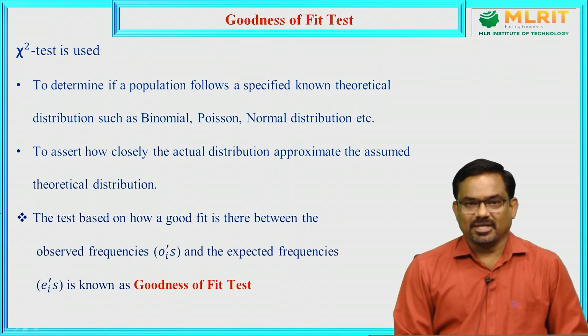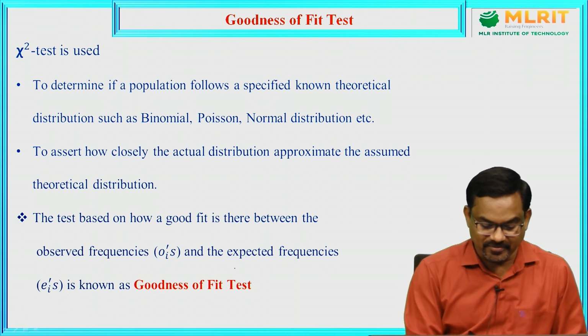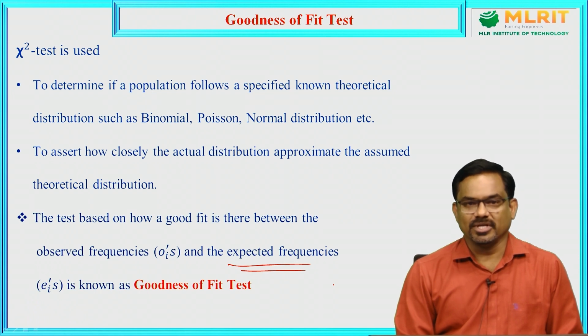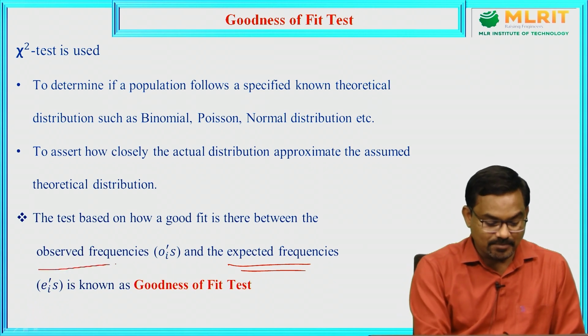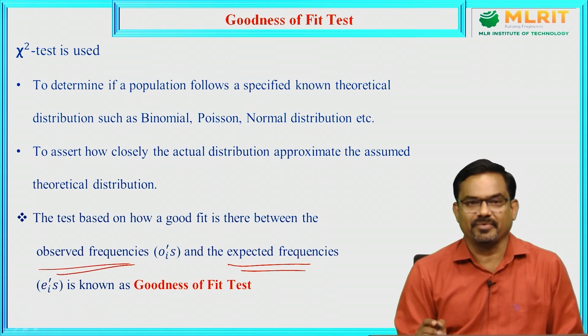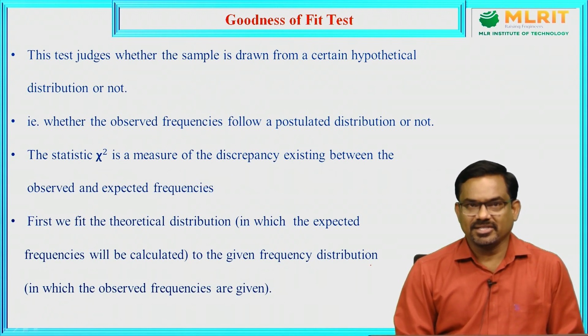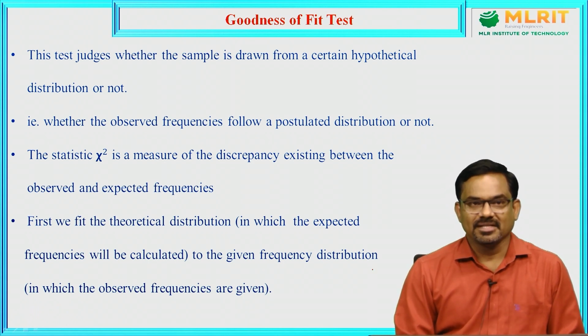The test is based on how good a fit there is between the observed frequencies, that means the Oi's given in the problem, and the expected frequencies that we are going to calculate, denoted by Ei's. The test based on how good a fit there is between observed frequencies and expected frequencies is known as the goodness of fit test. This test judges whether the sample is drawn from a certain hypothetical distribution or not. The same thing can be explained as whether the observed frequencies follow a postulated distribution or not.